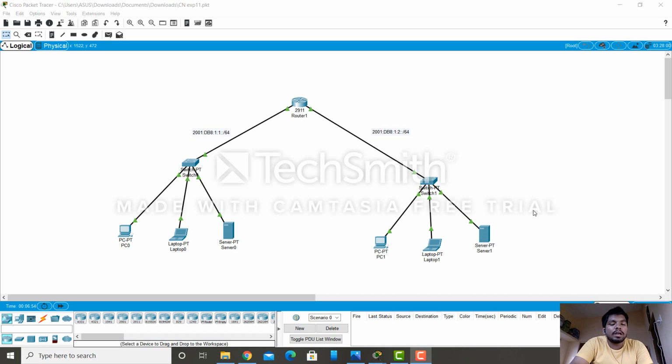R1(config)# interface GigabitEthernet 0/1. R1(config-if)# ipv6 address autoconfig. R1(config-if)# ipv6 address 2001:DB8:1:2::2/64. Last, R1(config-if)# no shutdown.